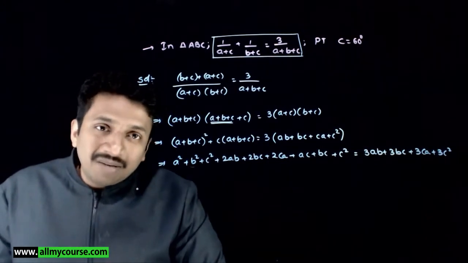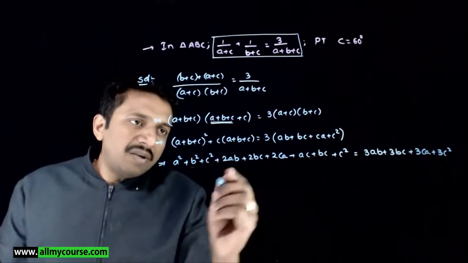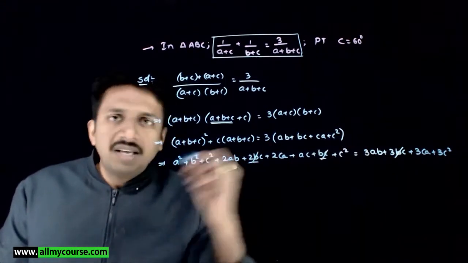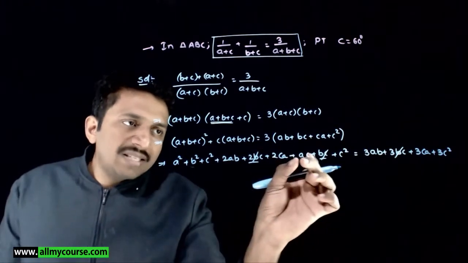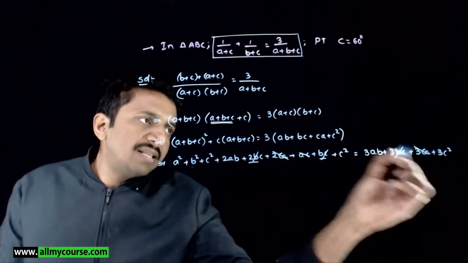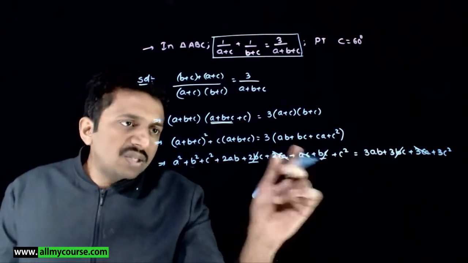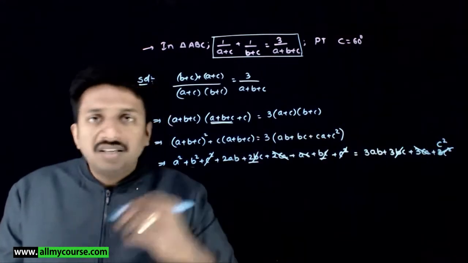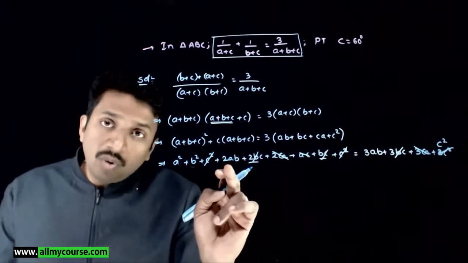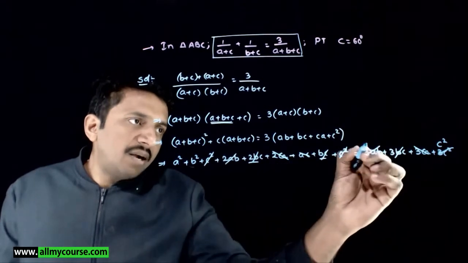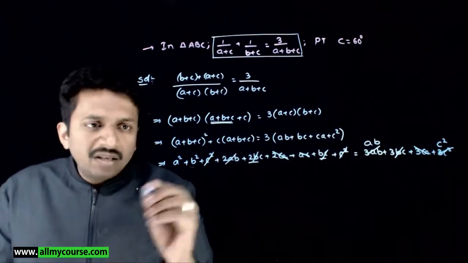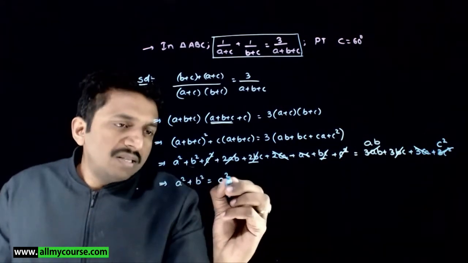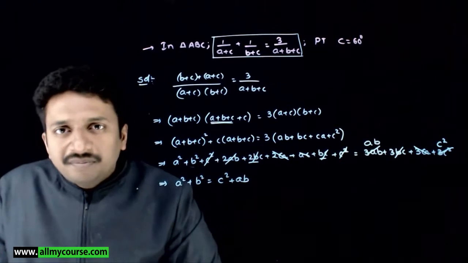So is there any term that is getting cancelled? Let us see. So you have 2BC plus BC, 3BC and 3BC are getting cancelled. Next, 2AC plus AC is 3AC and 3AC gets cancelled. We have 2C square here. So C square and C square is 2C square. So if you cancel it out, you have an extra C square which is remaining here. So you have 2AB here. So if 2AB gets cancelled out, you have an AB here. So effectively you got A square plus B square is equal to C square plus AB.